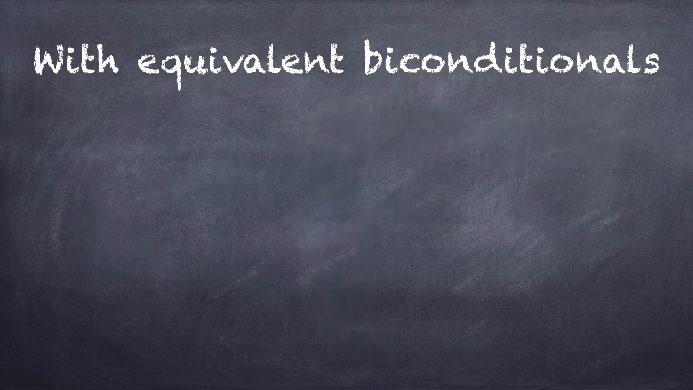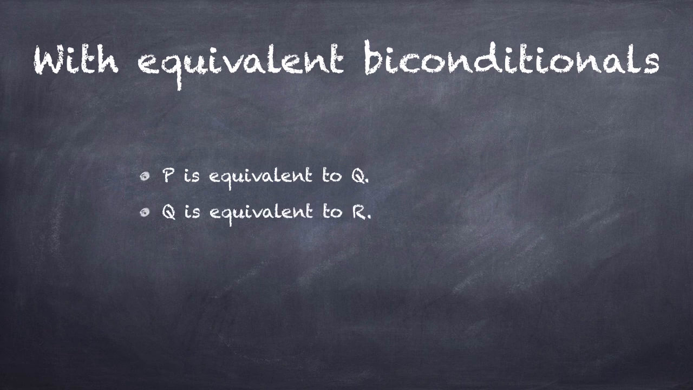Let us look at comparing equivalent propositions. First, let us simply state that P is equivalent to Q. Okay, no big deal, nothing we haven't seen so far. Let's add another equivalent statement. Let's say that Q is equivalent to R. Okay, two equivalent statements that share a component proposition, namely Q. What do you think? Is there a truth relationship between P and R? Yes, there is. P is equivalent to R.